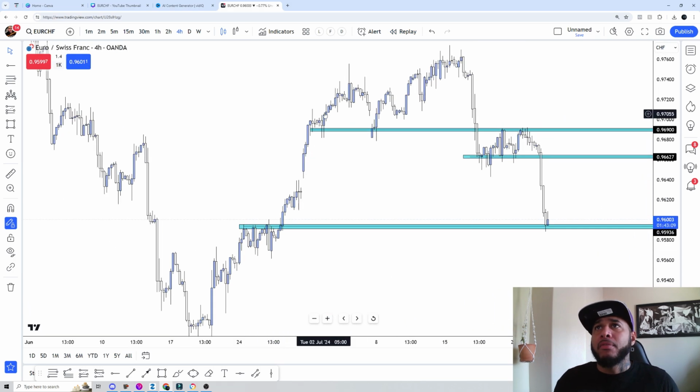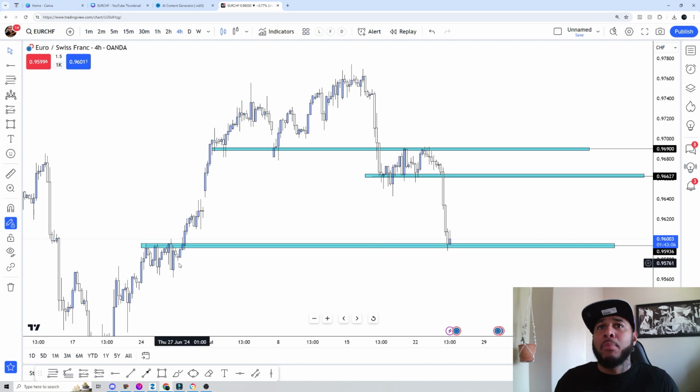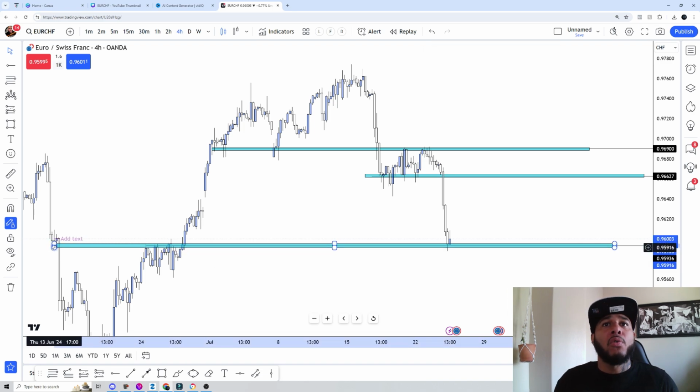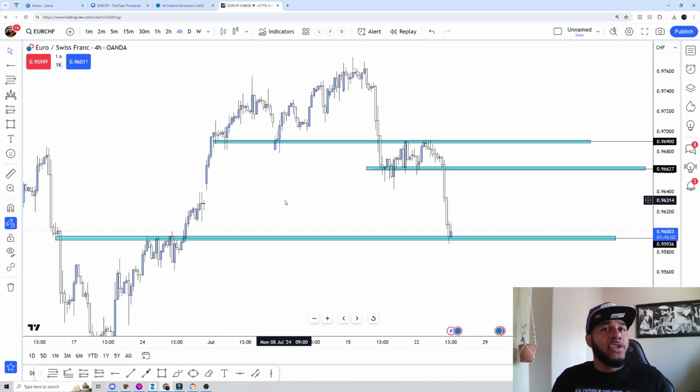So we did break above. And ever since then, we never reached that point. We never reached this price where it originally broke out to start that bullish move. That is an important price level. That's an important price we need to take note of.